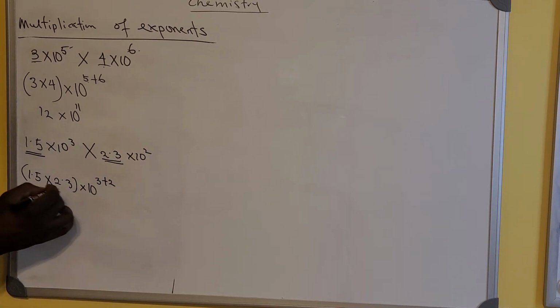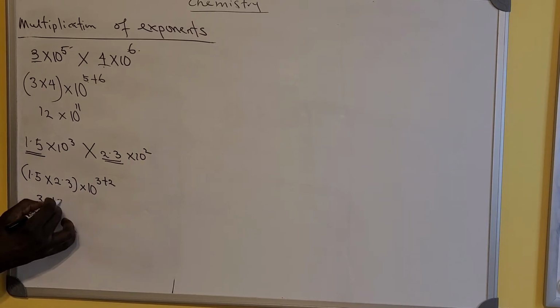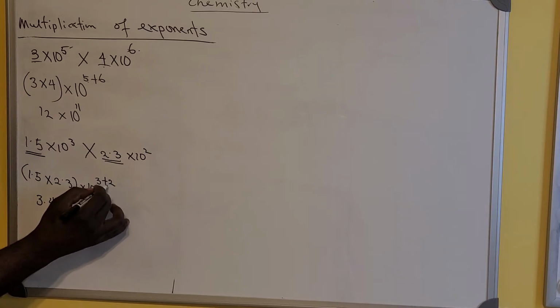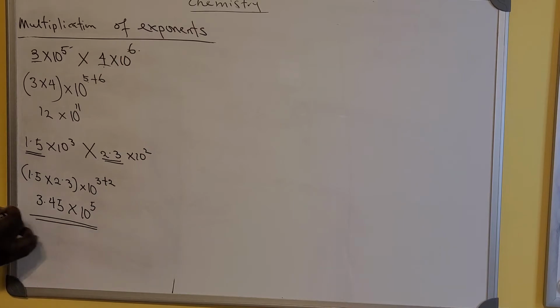So if you multiply 1.5 times 2.3, you should get 3.45. So this is 3.45 times 10 raised to the power 3 plus 2, which is 5. So that is your answer. So that's how you solve that. 3 plus 2 is 5. So that's how you multiply exponents. It's quite easy.